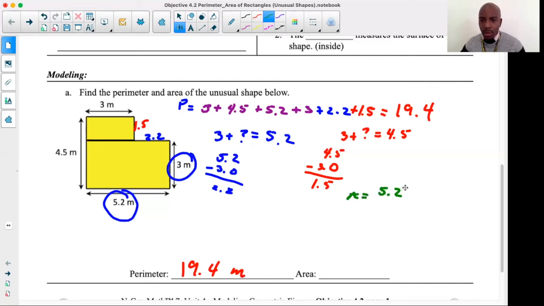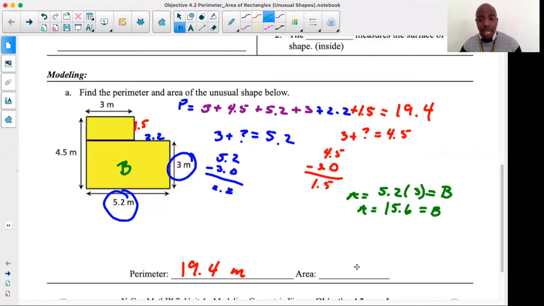Area is going to be green: 5.2 multiplied by 3, because you know area is length times width. Now this is going to be the area of the big rectangle, so let's call that B. This is the area of the big one. When we do 5.2 times 3, that gives us 15.6. That's the area of the big one.